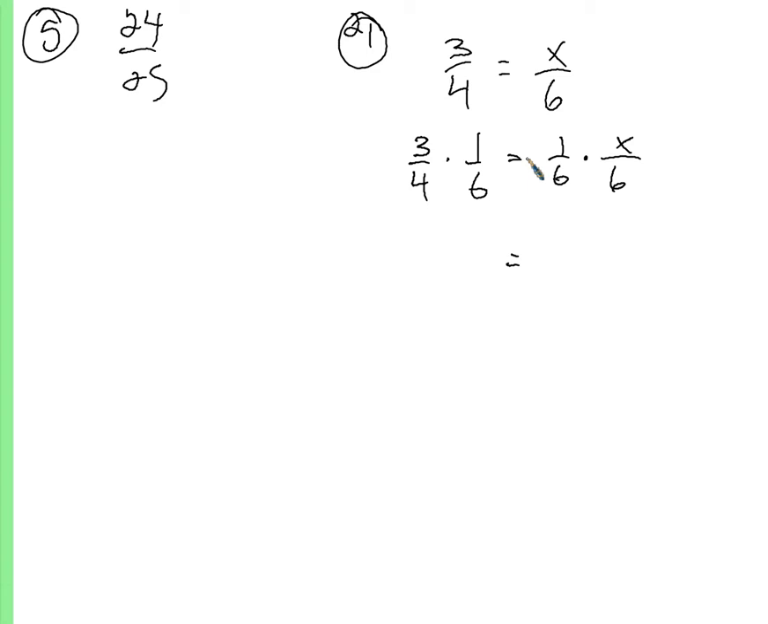You don't know how to multiply fractions? Straight across. Tops and tops, bottoms and bottoms. Numerator times numerator, denominator times denominator. So, 1 times x is x. And 6 times 6 is 36. 3 times 1 is 3. 6 times 4 is 24. That's what they should get. They multiply by 1/6 on both sides. What do they get?